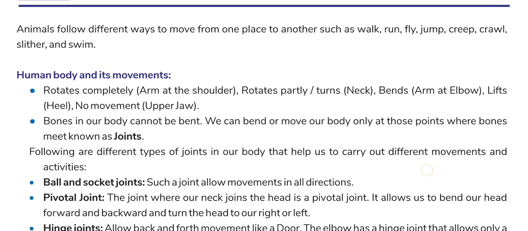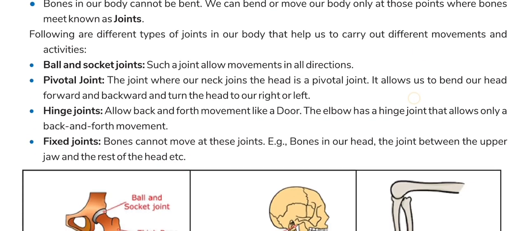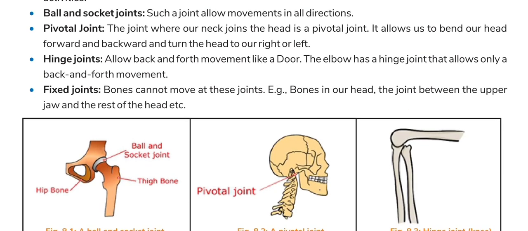Bones in our body cannot be bent. We can bend or move our body only at those points where bones meet, known as joints. Following are different types of joints in our body that help us to carry out different movements and activities. Ball and socket joints. Such a joint allows movements in all directions. Pivotal joint. The joint where our neck joins the head is a pivotal joint. It allows us to bend our head forward and backward and turn the head to our right or left.